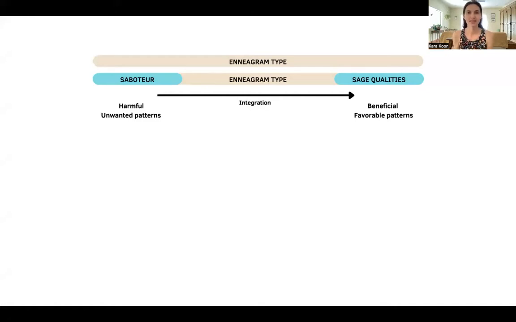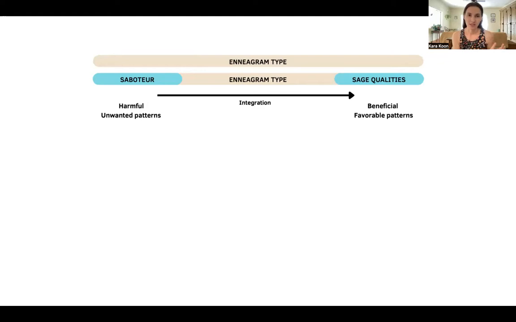So how can we understand the 9 Enneagram types in relation to the saboteurs of the Positive Intelligence Program, which was put together by Shirzad Chamine? If we understand each Enneagram type as a certain perspective on the world, we can understand it as a spectrum. On one end of the spectrum is the saboteur. Those are the unwanted patterns of the Enneagram type. And on the other end of the spectrum are the sage qualities. Those are the beneficial and favorable patterns of the Enneagram type.